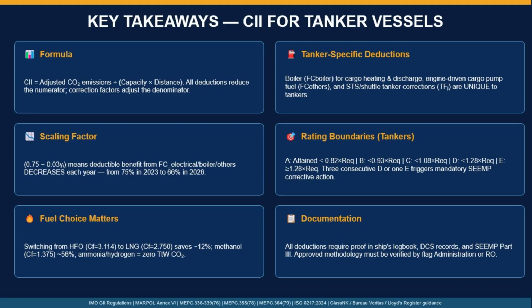CII is equal to adjusted carbon dioxide emissions divided by transport work. Tanker-specific deductions include boiler fuel, engine-driven cargo pump fuel, and STS or shuttle tanker corrections. The deduction benefit decreases every year because of the scaling factor. Tankers are rated from A to E. 3 consecutive D ratings or 1 E rating require corrective action under SEEMP Part 3.